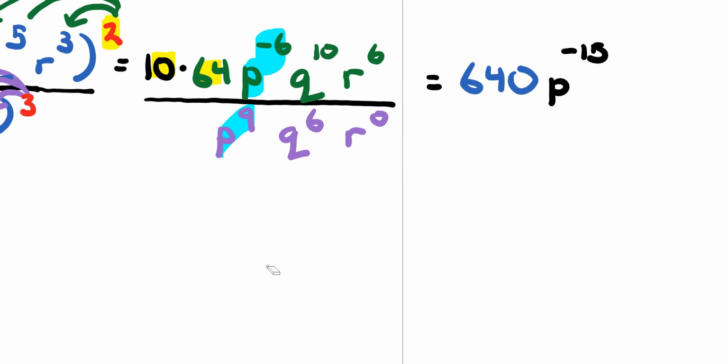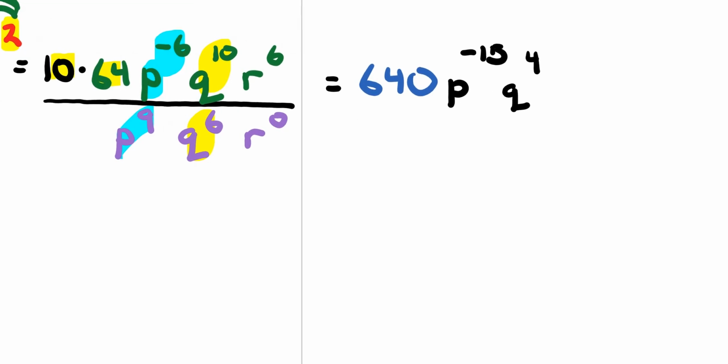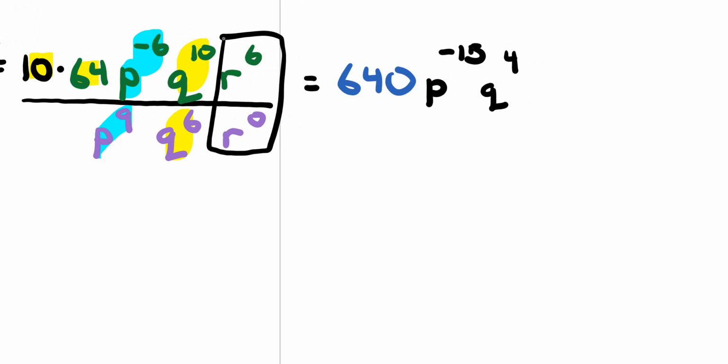Okay. Now let's take a look at the q variable here. So q to the power 10 divided by q to the power 6. So that one's not too bad. That's just 10 minus 6, which is 4. So q to the power of 4. And then finally over here I have r to the 6 divided by r to the 0, which is 6 minus 0, which is 6. So I have r to the 6.